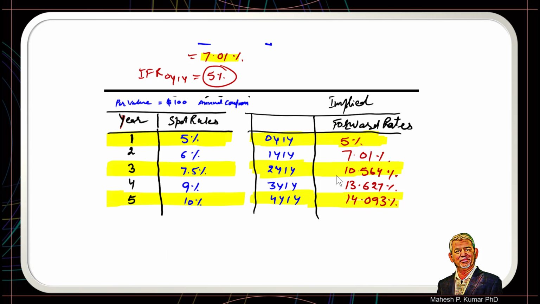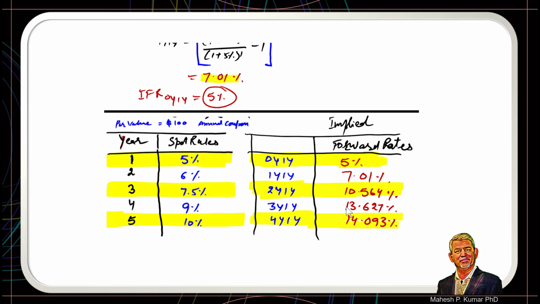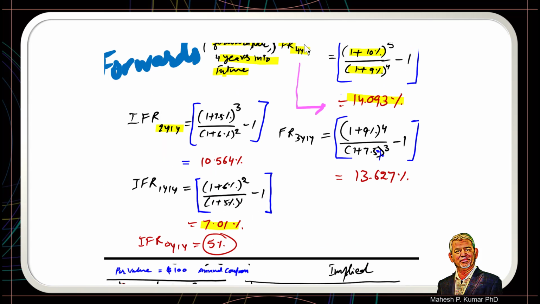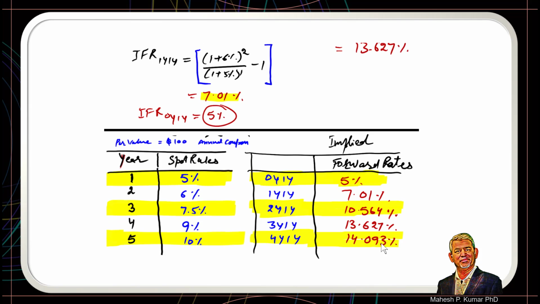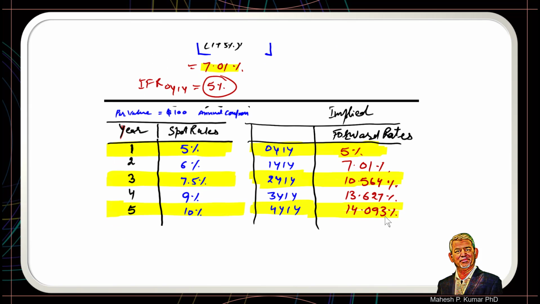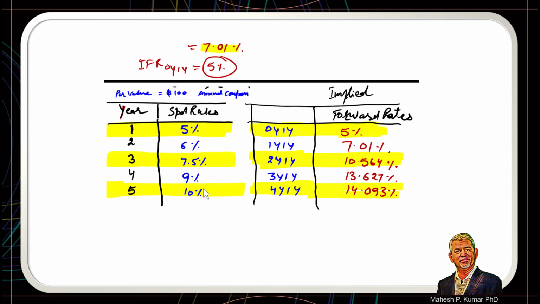It goes here, and then 2y1y is 10.564%, and 3y1y is 13.627%, and here we got 4y1y, which was 14.093%. So this is now the comparative information: YTMs of various maturities of zero coupon bonds were available. So these spot rates were available and we used them to calculate the corresponding forward rates.